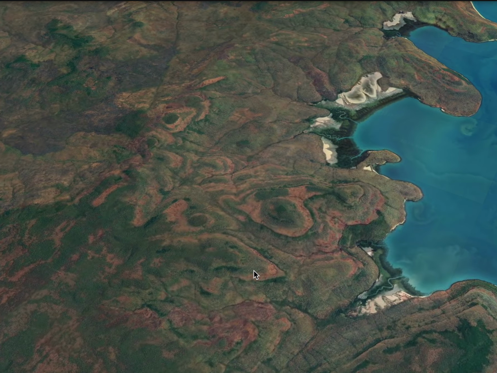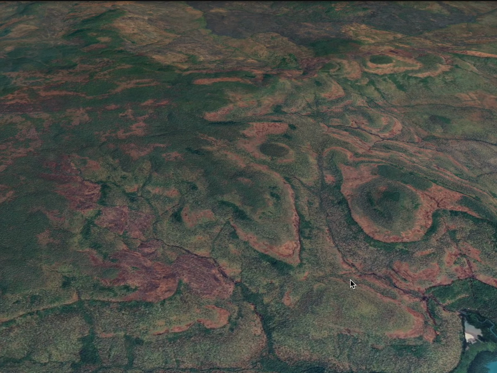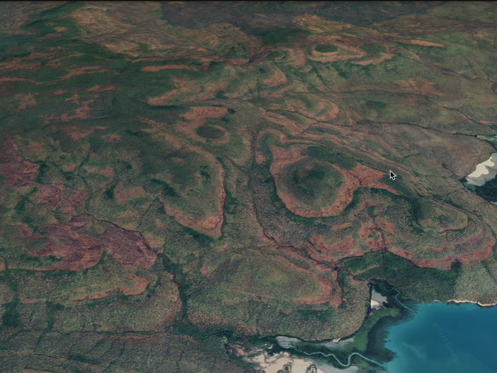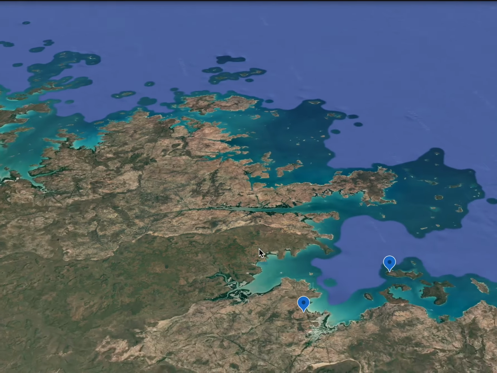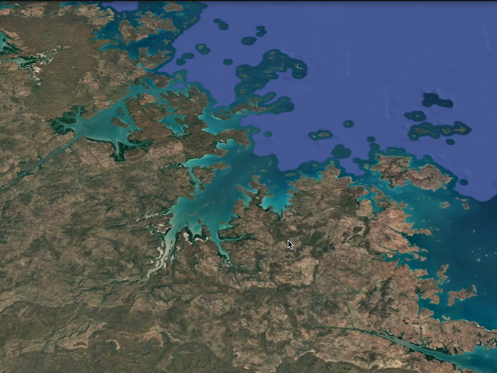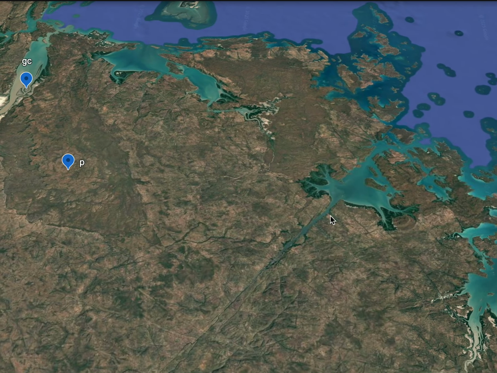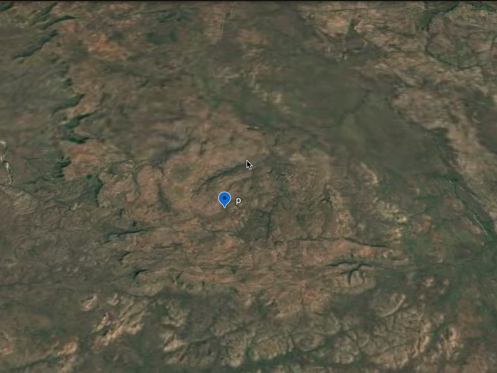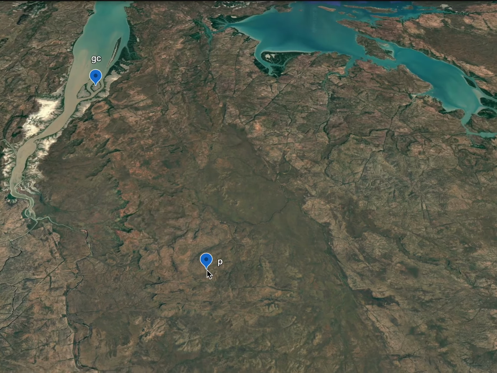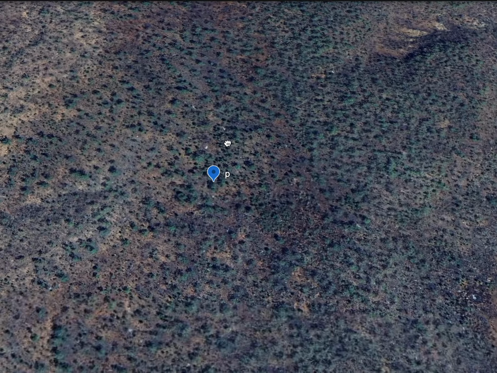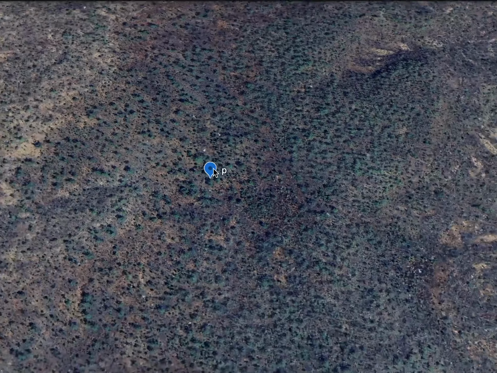Now check out this. Nice terraces. Are we in Montana? Glacial Lake Missoula. Where are ya? P. I don't know what P means. I'd assume potholes, but not seeing any of those.